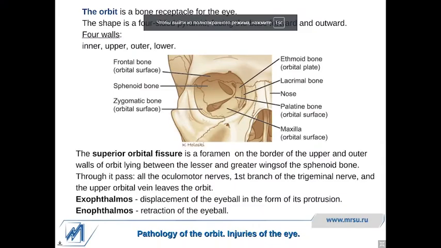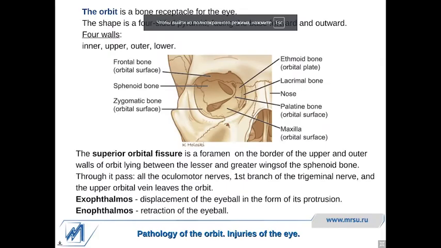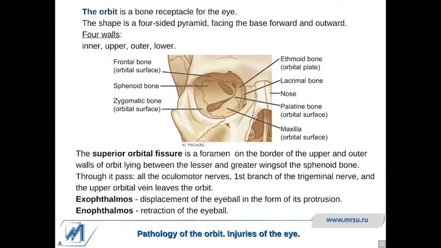The shape of the orbit is a four-sided pyramid facing with its base forward and outward. It has four walls: inner, upper, outer, lower. There are several bones which complete this structure, complete the orbit.